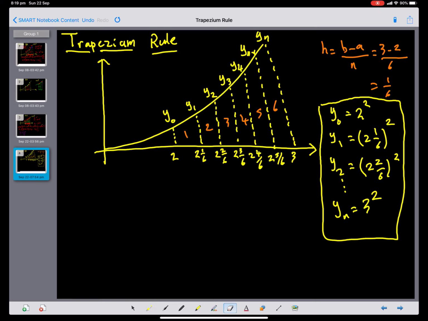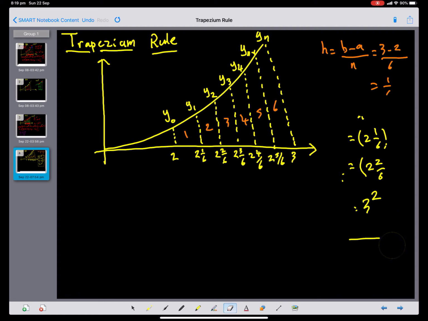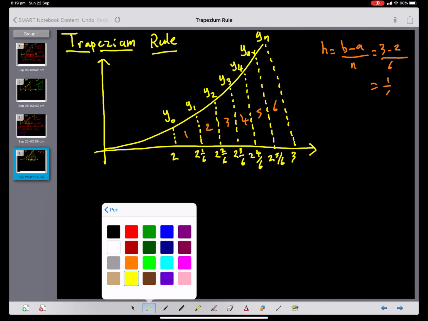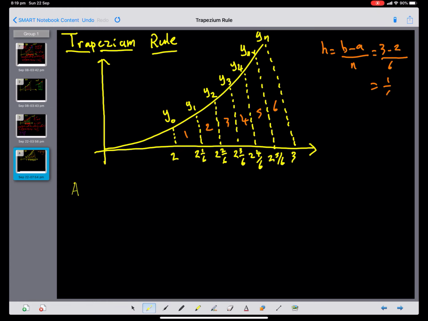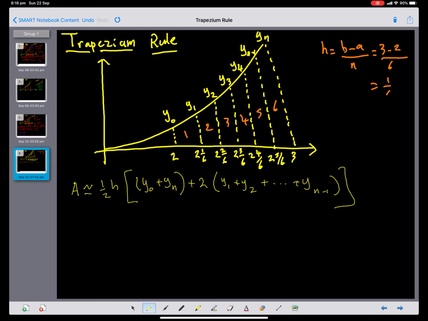Okay, I'm going to rub these out, and then I'm going to write down our lovely formula for the approximation of the area of a trapezium. So we got A is an approximation, half h, square brackets, y0 plus y of n, plus 2 times y1, y2, up to y of n minus 1.